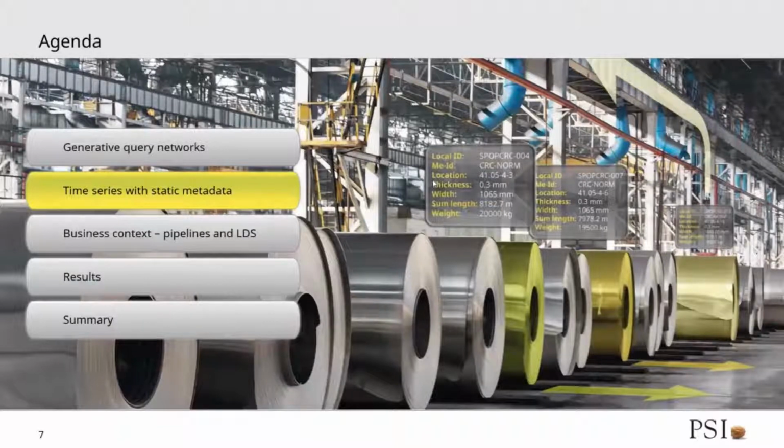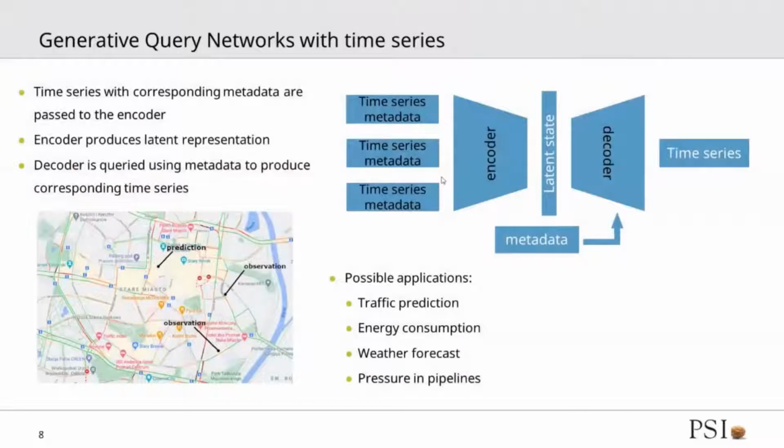So our main aim was to use this approach, but replace images with time series. So can we go to the next slide? So the whole architecture remained as it was, but instead of images, the time series with corresponding metadata are passed to the model. Then, as it was before, encoder produced the latent state, and this latent state is later enriched with metadata, which is kind of query, and then decoder produced this time series instead of an image.